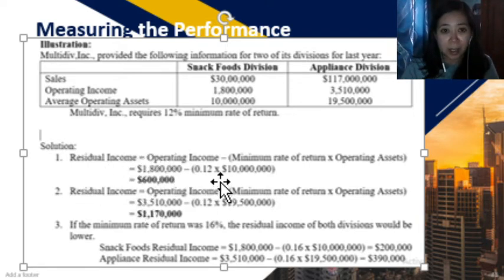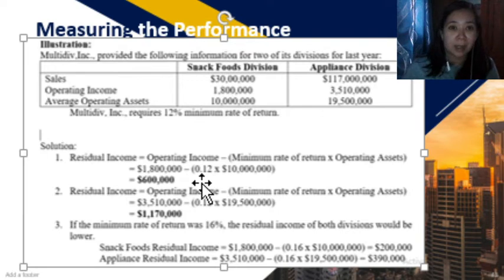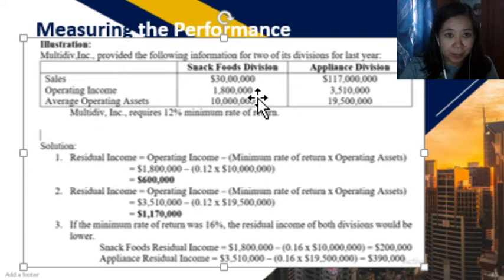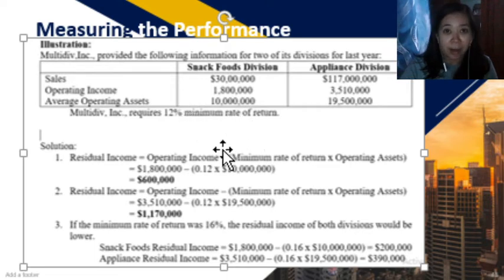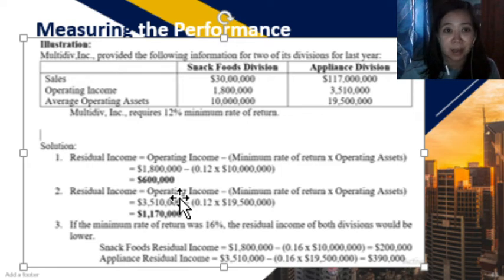For the residual income, using our formula, number one is for the snack foods division. The operating income is 1.8 million. Then we use the 12% minimum rate of return required by the company and multiply it with the average operating assets, and then deduct it from the operating income. So for the snack foods division, our residual income is $600,000.